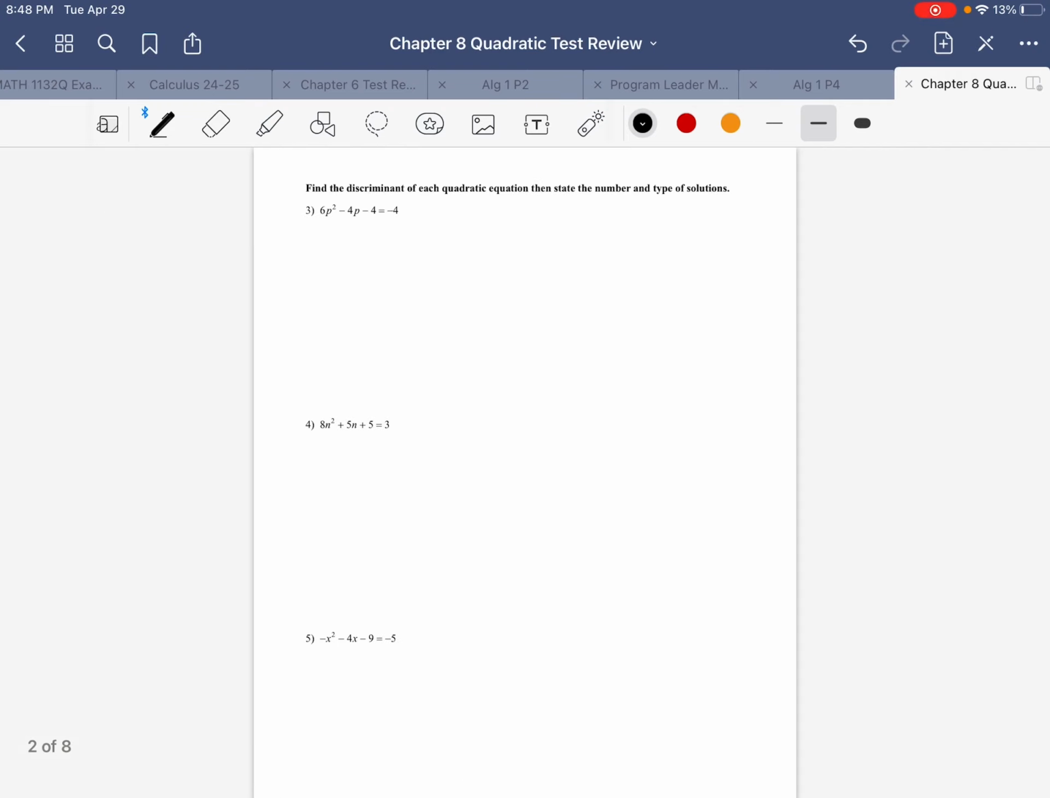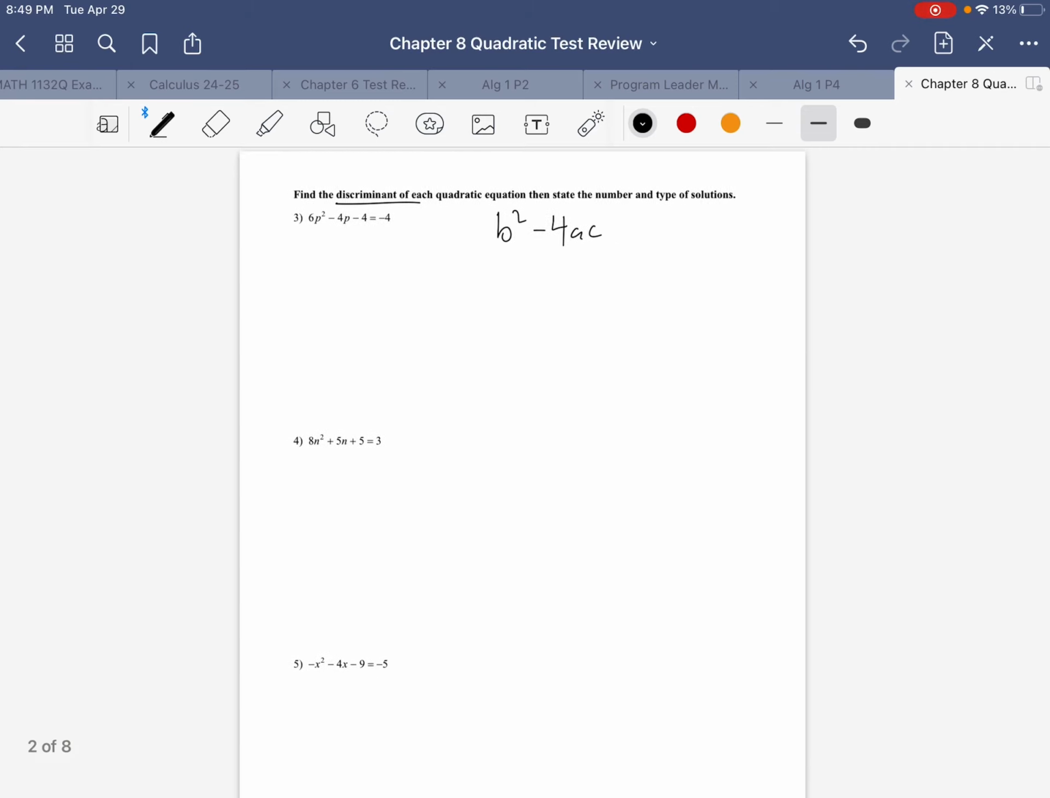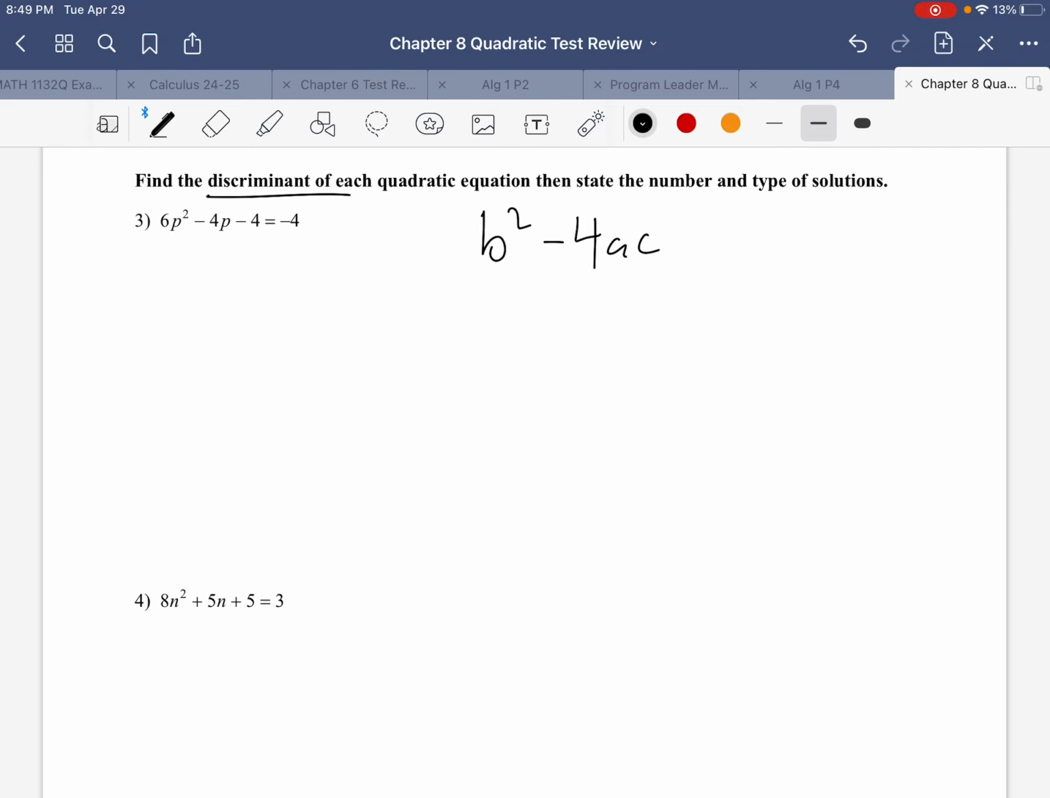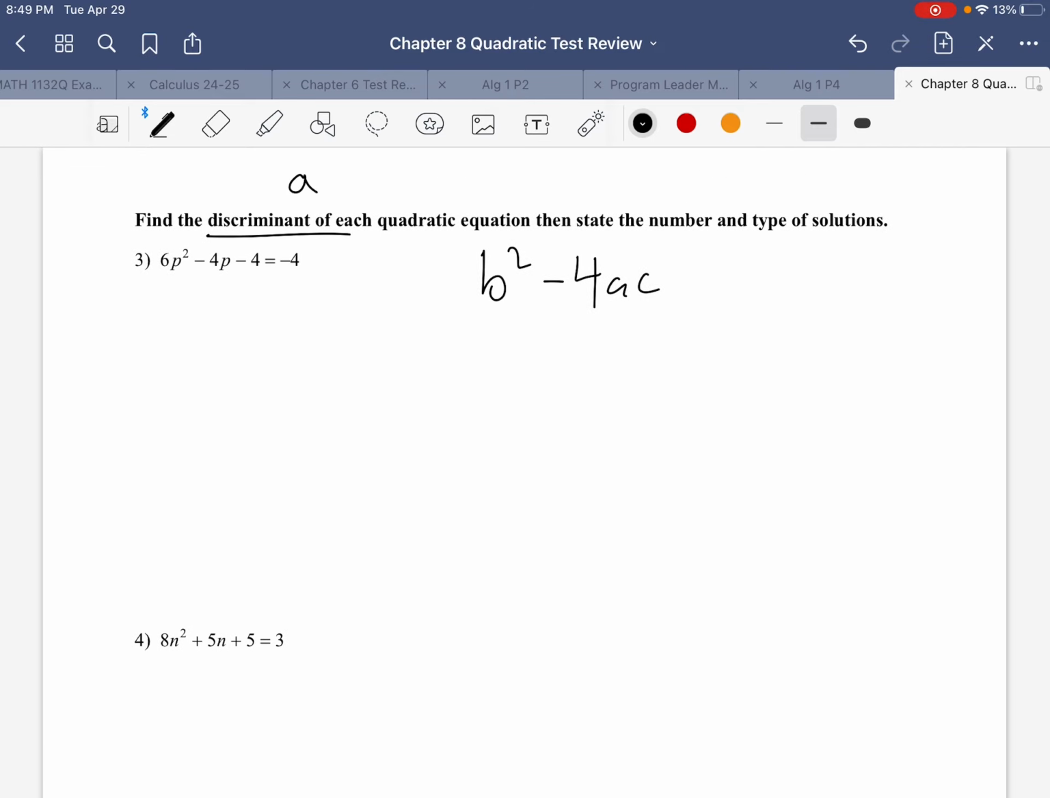For number 3, they're asking us to find the discriminant. So the discriminant is b squared minus 4ac. It's what's inside the square root in the quadratic formula, which I'm going to give you guys. We won't have to memorize the quadratic formula. But to be able to find this, we need to set our quadratic equation ax squared plus bx plus c equal to 0.